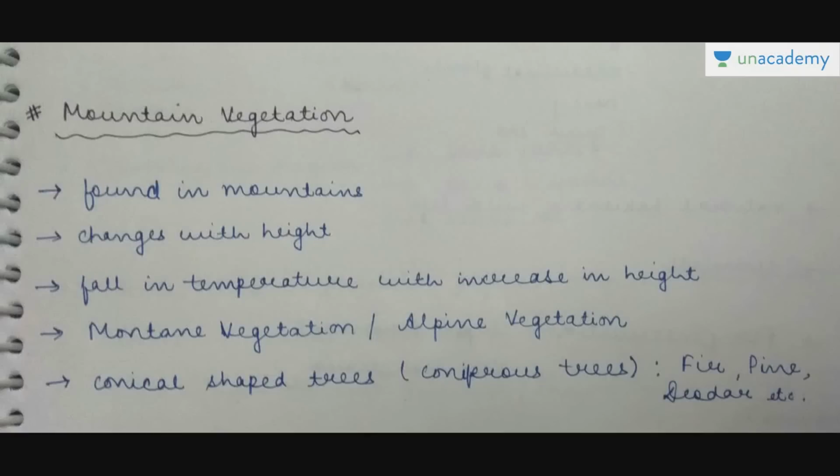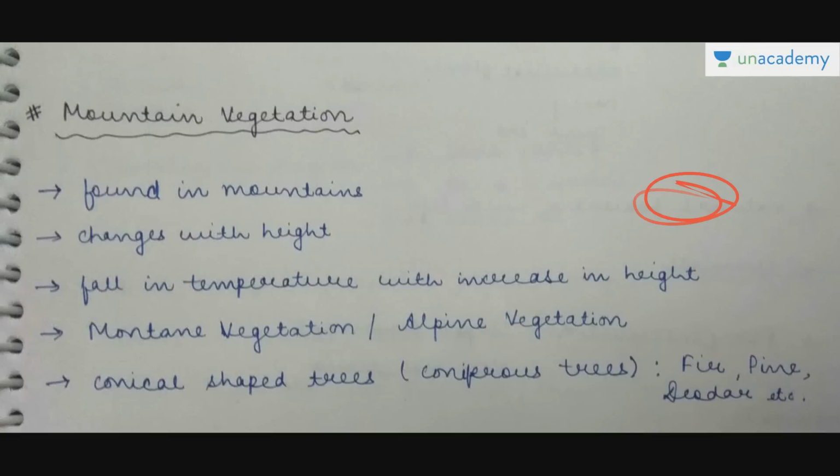Then we have mountain vegetation. They are found in the mountains, and they change with the height. So with different altitude, we have different kinds of vegetation. And here in these kinds of vegetation, what happens? With increase in height, there is a fall in temperature. So it's colder at the higher altitude, and it's comparatively warmer at the lower altitude. So what happened?